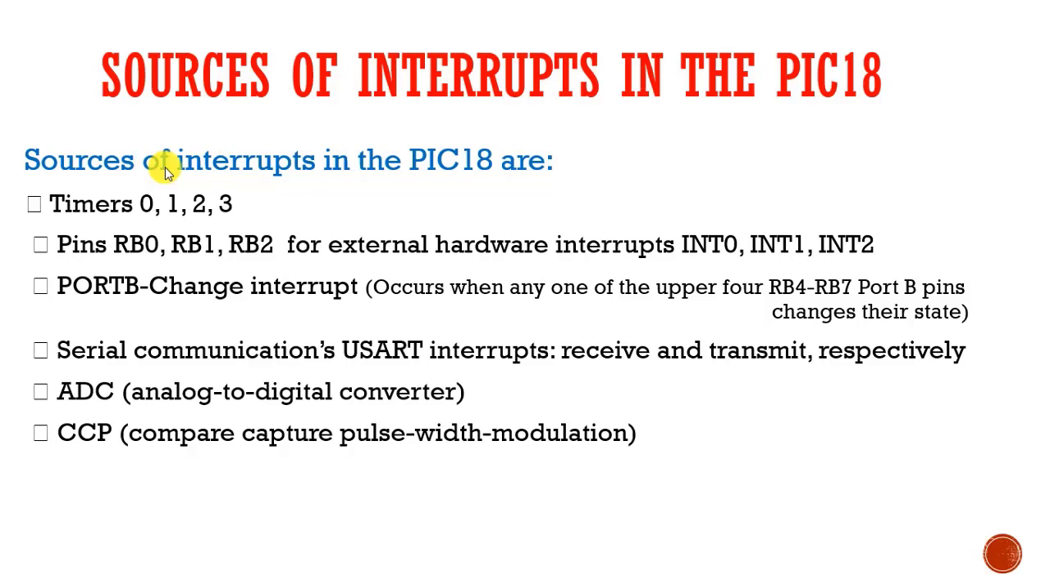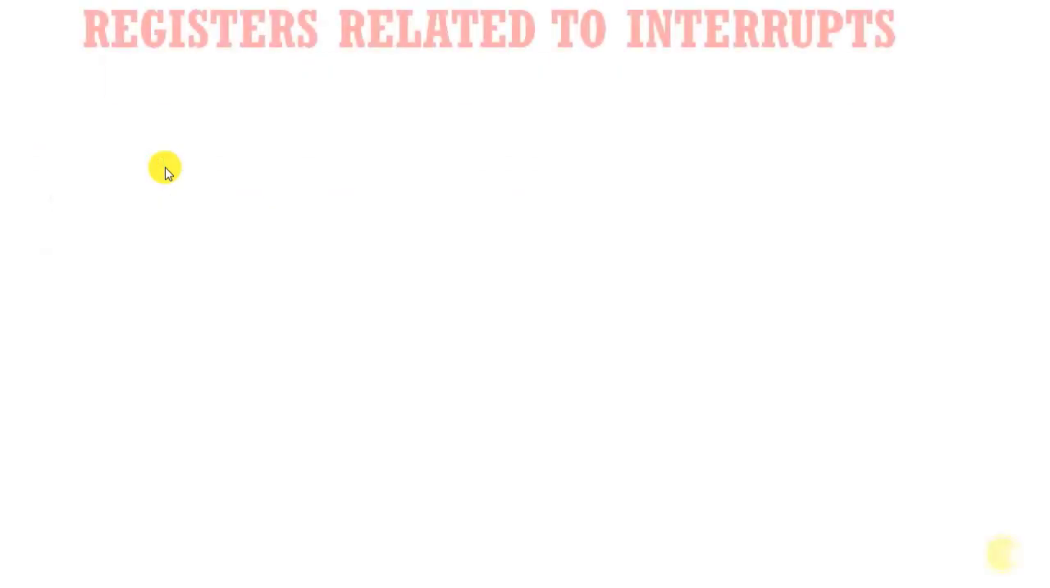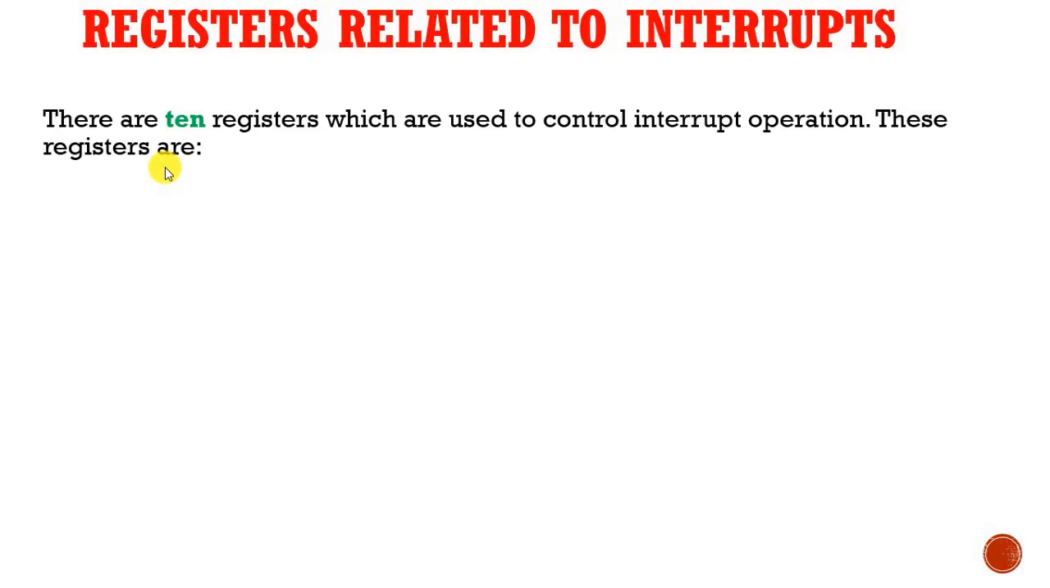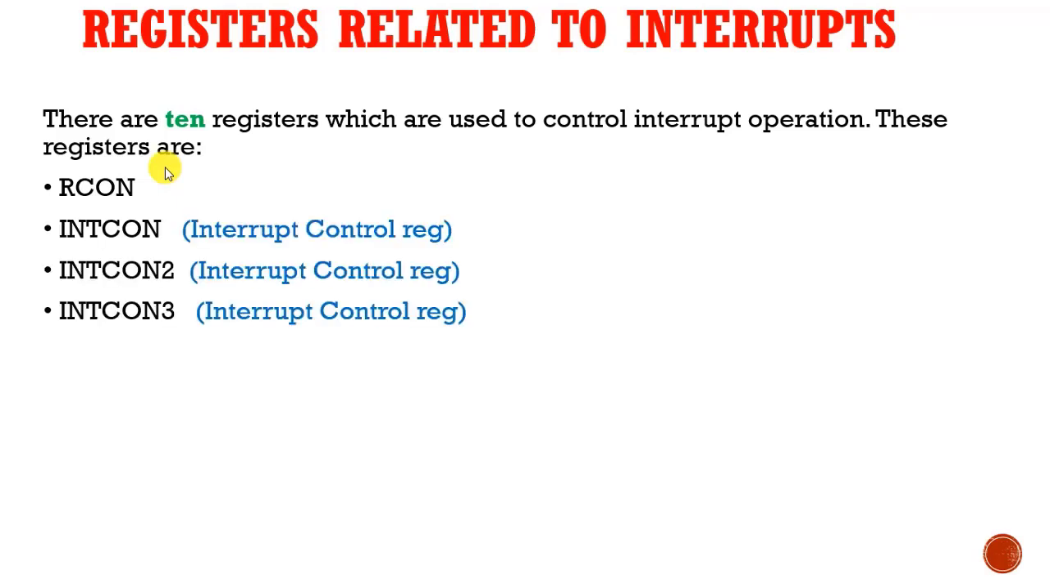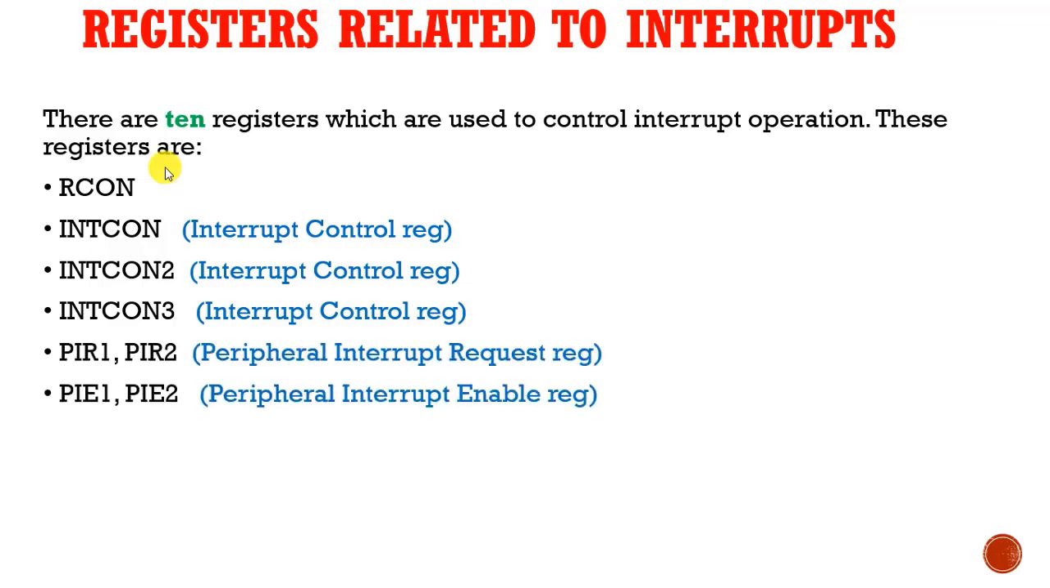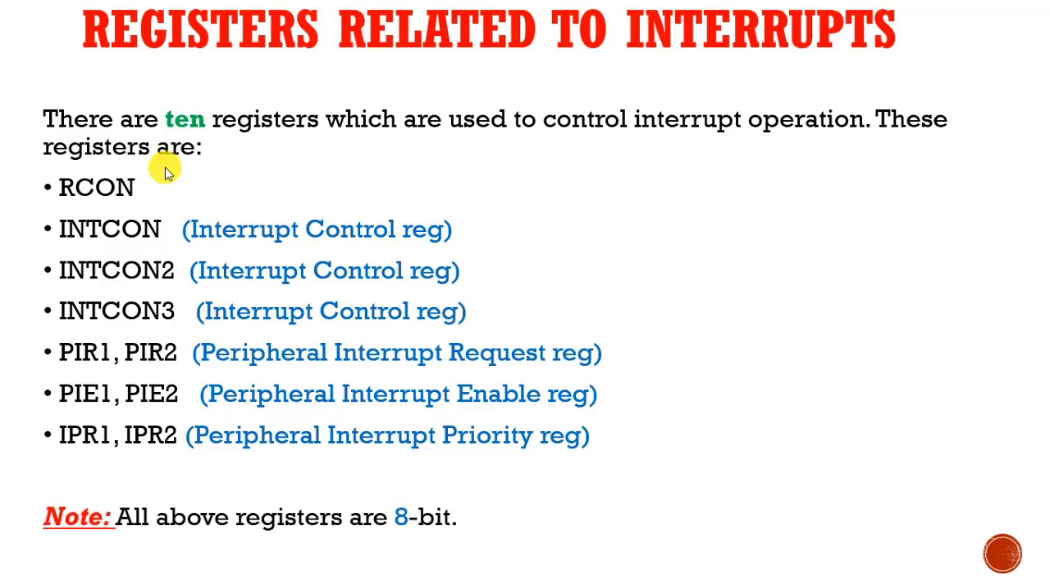So these are the sources of interrupts that are in front of you. Then there are registers related to interrupts. There are 10 registers which are used to control interrupt operation. These are INTCON, INTCON2, INTCON3, PIR1, PIR2, PIE1, PIE2, IPR1, IPR2, and you need to remember that all of these are 8-bit registers. So what do these registers contain? These registers contain 3 kinds of bits.